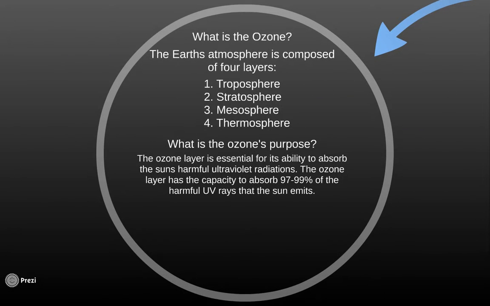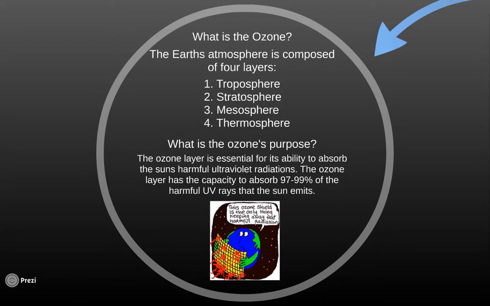What is the ozone? Well, first off, our Earth's atmosphere is composed of 4 layers: the troposphere, the stratosphere, the mesosphere, and the thermosphere. The ozone is contained within the lower layer of the stratosphere. The purpose of the ozone is to act as a shield or protective barrier for all living things on Earth. The ozone layer has the capacity to absorb 97 to 99% of harmful UV rays that the sun emits.